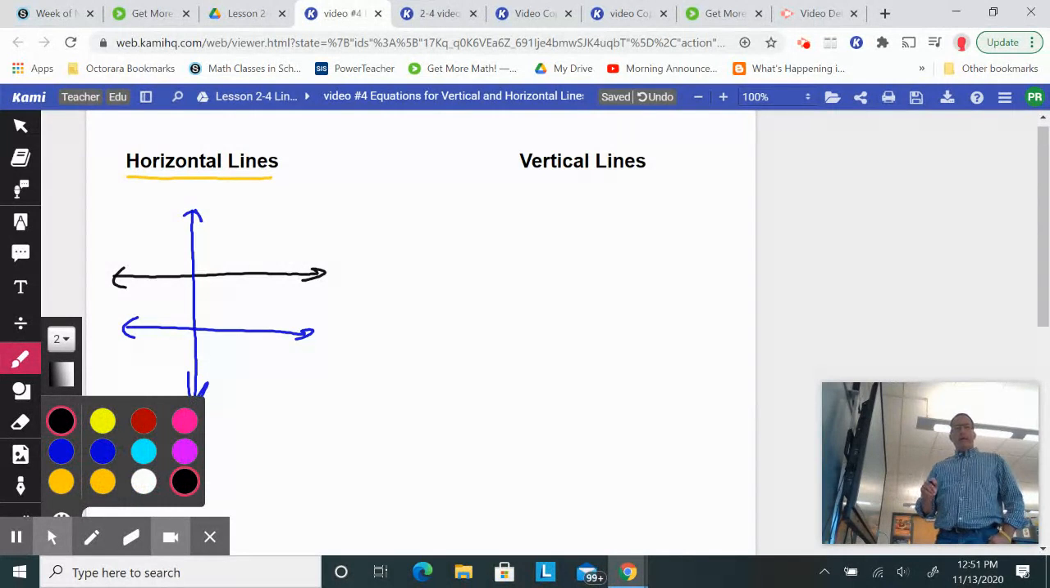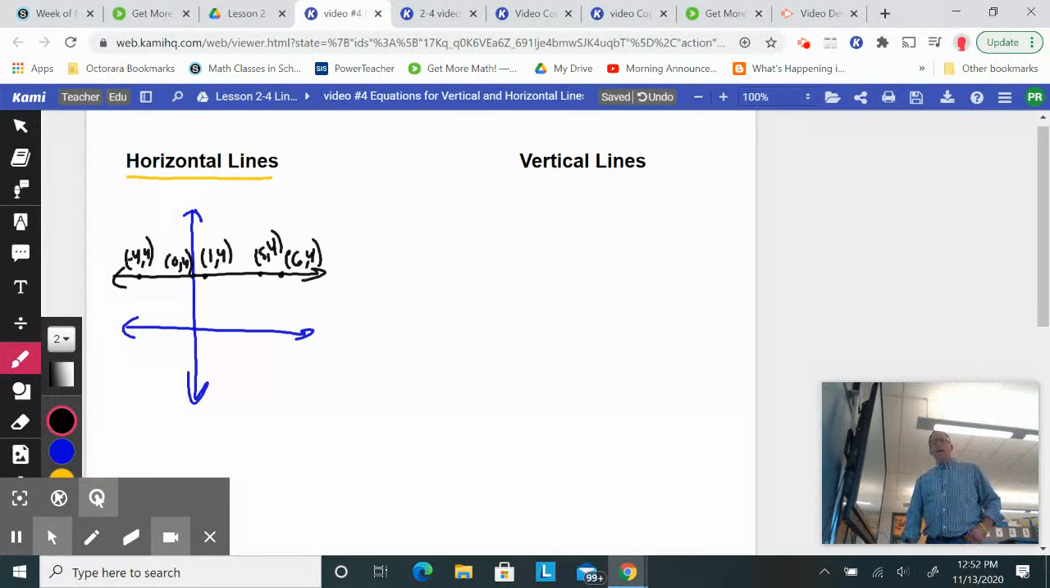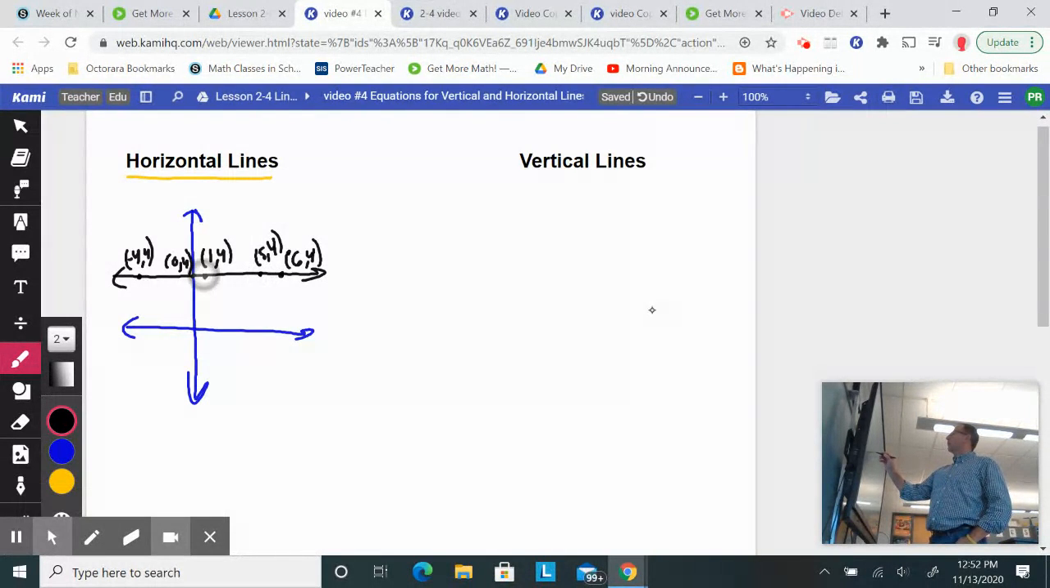Name a couple ordered pairs on that line. Now, if you can read my writing, I filled in some ordered pairs. I have 6, 4, I have 5, 4, I have 1, 4, I have 0, 4, which would be the y-intercept, and I have negative 4, 4. What is always the same? Well, you got it. It's always the y value. And what's the y equal to? Every single time on a horizontal line, it's a 4. It doesn't matter what the x input is. The y is always 4.